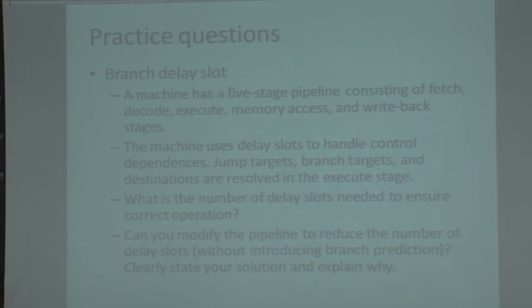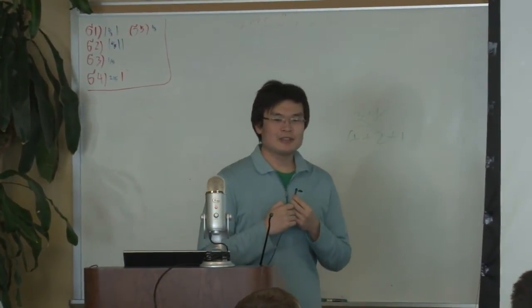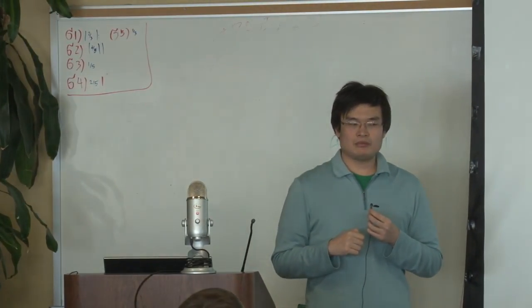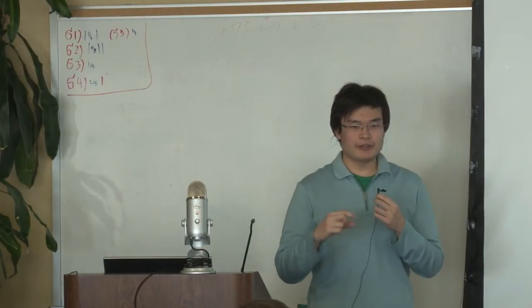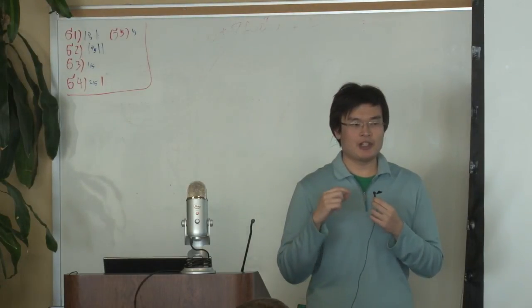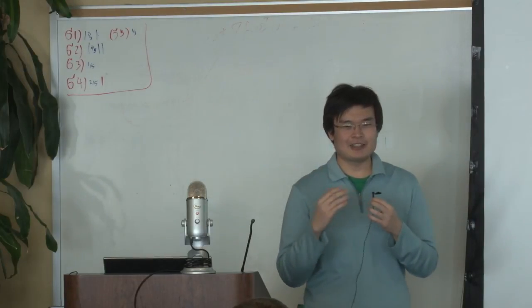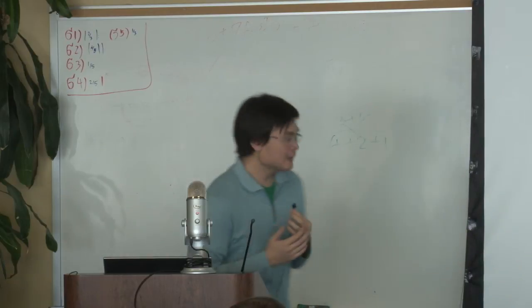But that always assumes that any dependencies that you have are resolved in advance. If you have a dependency that needs to be executed and it's coming right before the branch, then you can't really. Right, so for anything that falls into that delay slot, you have to make sure all the dependencies are still intact and you don't break the sequential order.